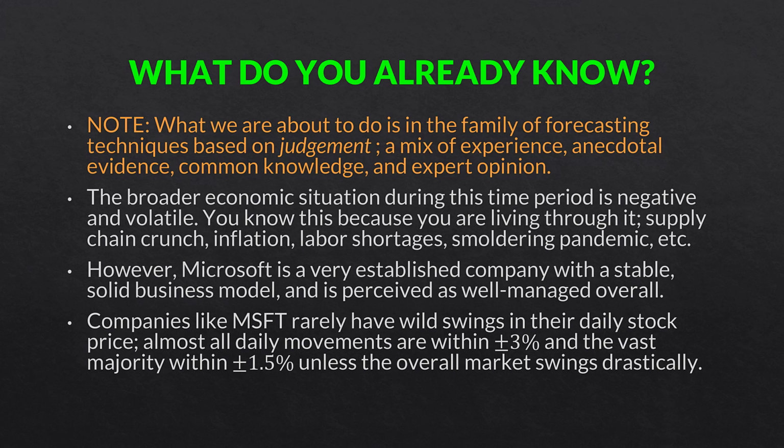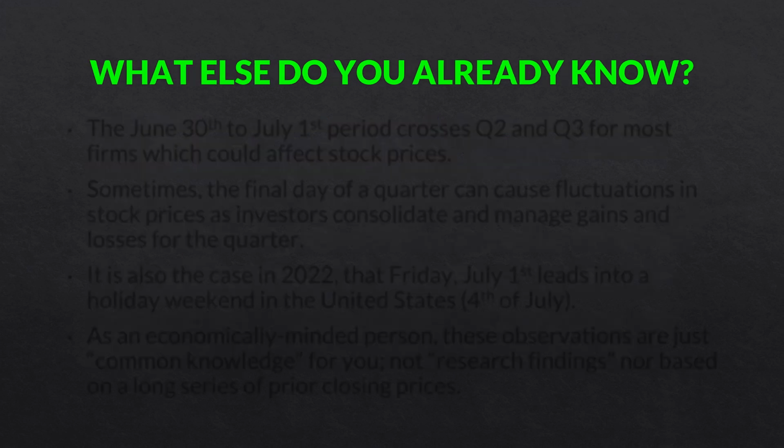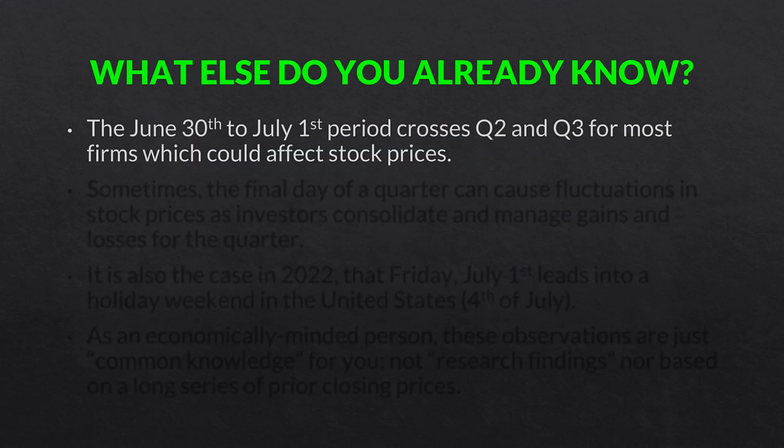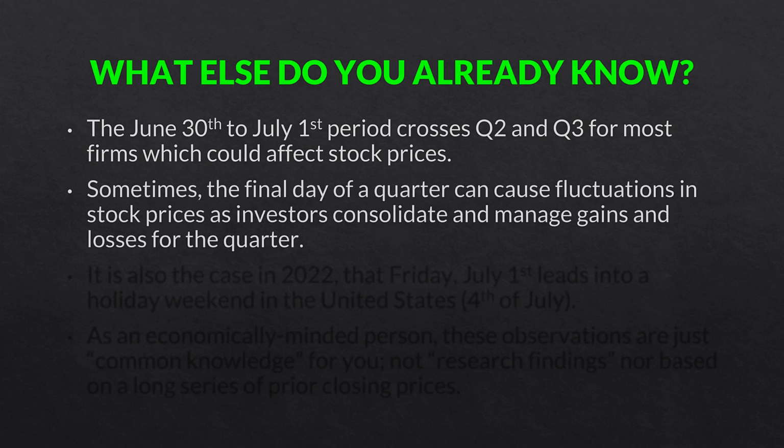It's all based off what you know already going into this forecast from your own experience. So what else do you already know here? The June 30th to July 1st period crosses Q2 and Q3, the second and third quarter for most firms, which could affect stock prices. Sometimes the final day of a quarter can cause fluctuations in stock prices as investors consolidate and manage gains and losses for the preceding quarter, so in this case, Q2.